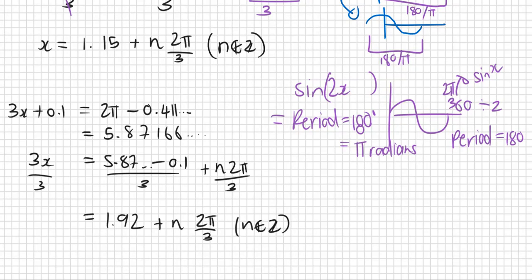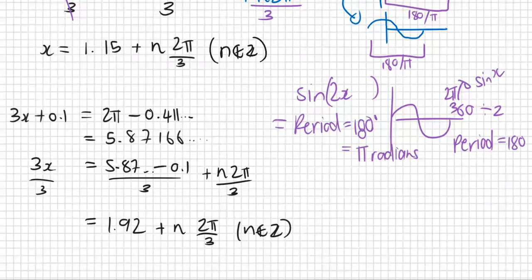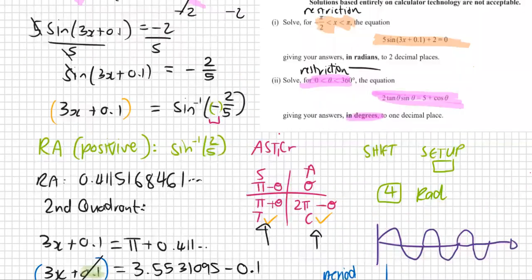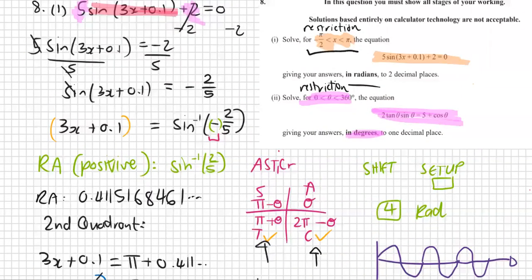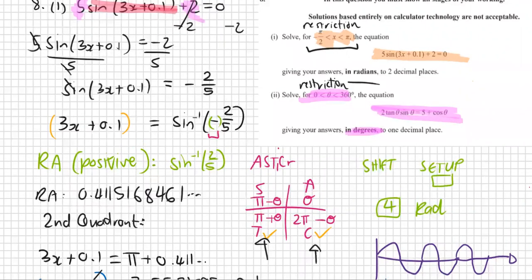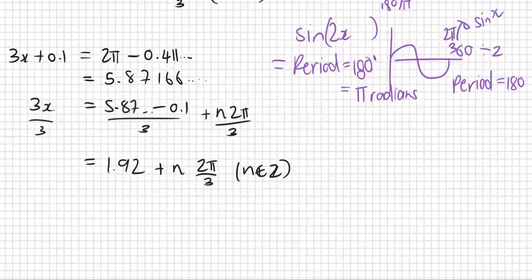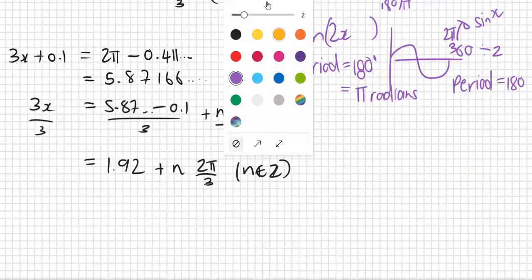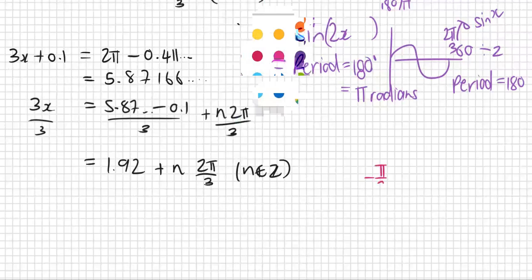So we've given all our possible options, but what we haven't done is checked our restrictions. So let's grab our restriction of the question. The restriction here is given in the beginning. So it's minus pi over 2 less than x, not including pi over 2, and up to pi on the right. That's our restriction.